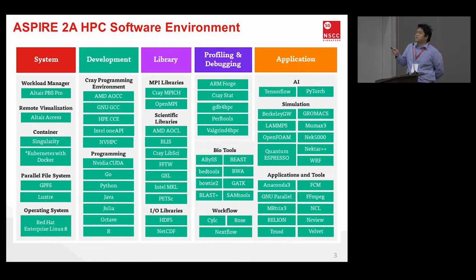We also have several options for the scientific libraries: the AMD AOCL, BLIS, Cray LibSci, FFTW, GSL, MKL, and PETSc. And of course, we have the I/O libraries, HDF5 and NetCDF. For profiling and debugging, we have more options when compared to ASPIRE 1. So you have Arm Forge, CrayPat, GDB for HPC, PerfTools, and Valgrind, which is for HPC in this version.